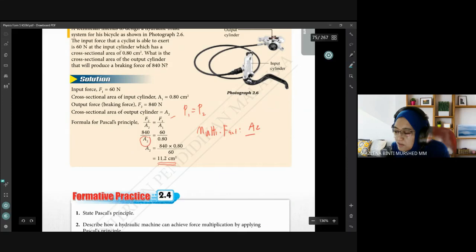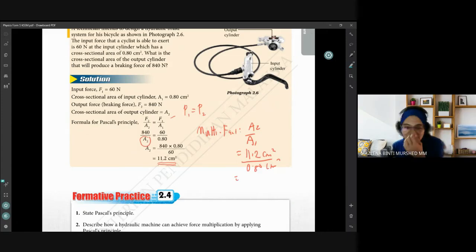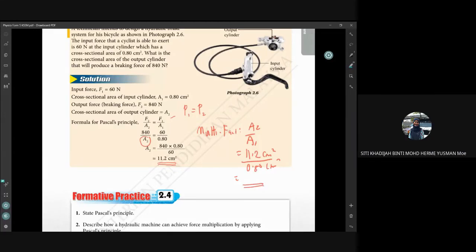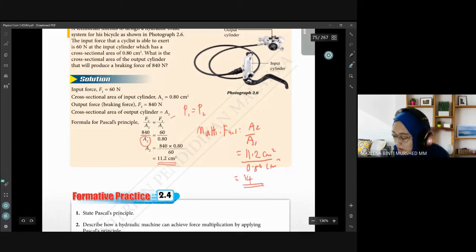When we want to calculate the multiplying factors, A2 over A1, we will have 11.2 cm squared over 0.80 cm squared. So berapa factors dia ni? Tolong kira jap. 11.2 divided by 0.8. 14. Gandaan dia 14.